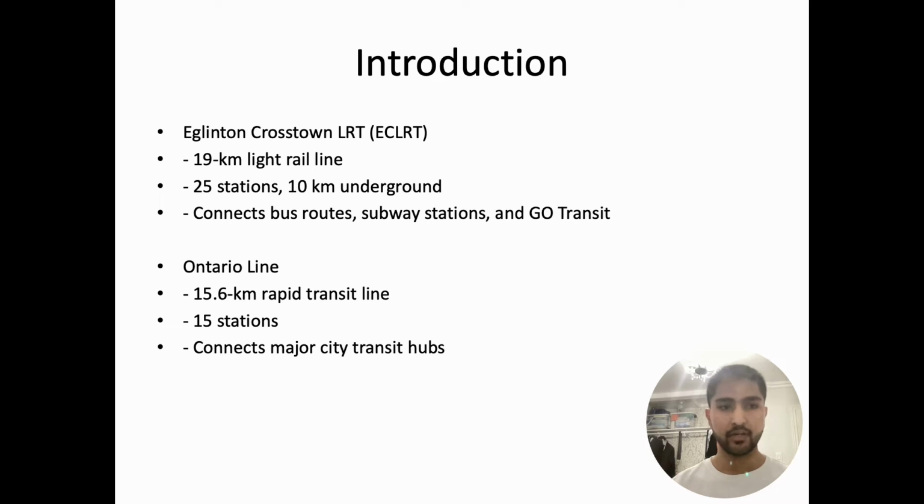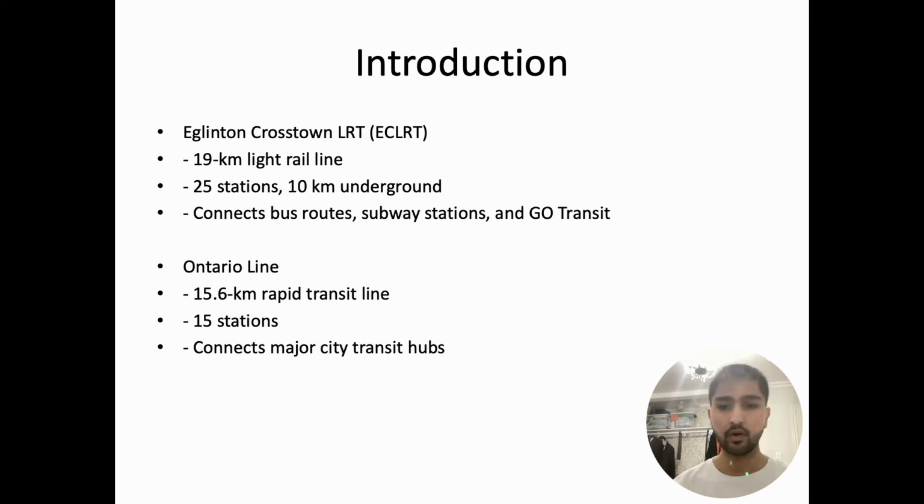To talk about the introduction of this topic, first I will talk about Eglinton Crosstown LRT. The ECLRT is a significant infrastructure project aimed at enhancing public transit in Toronto. It is a 19-kilometer light rail line running along Eglinton Avenue.